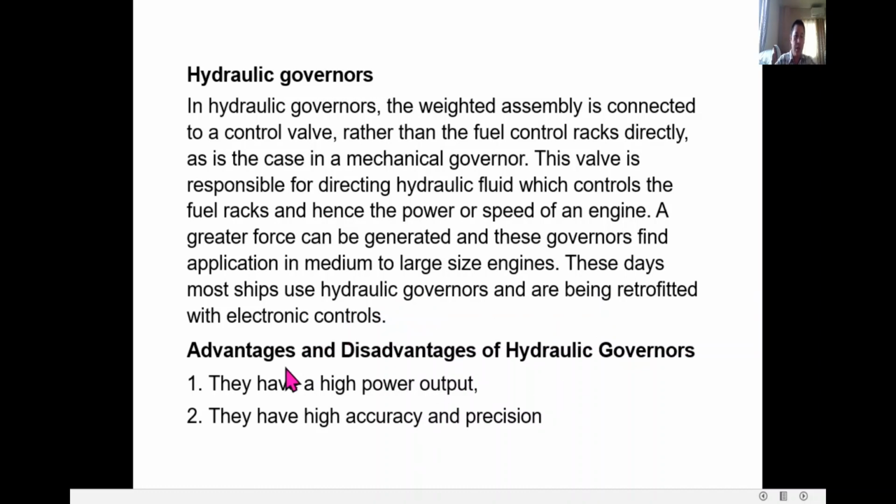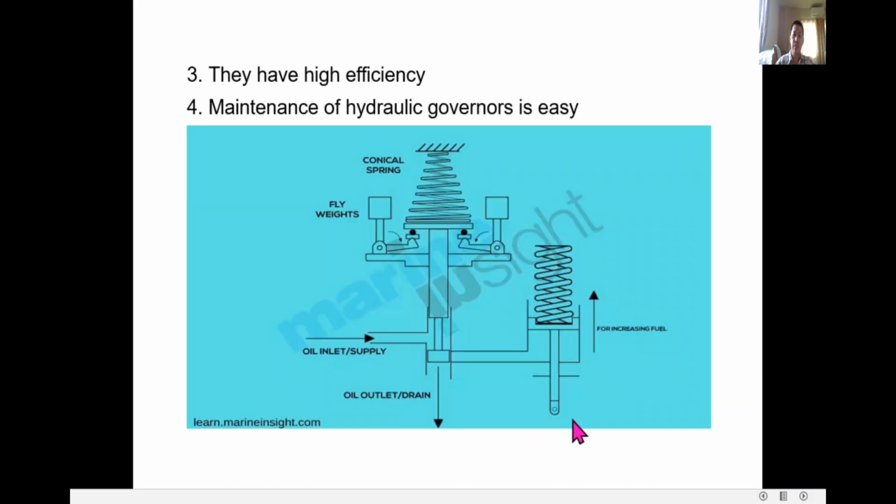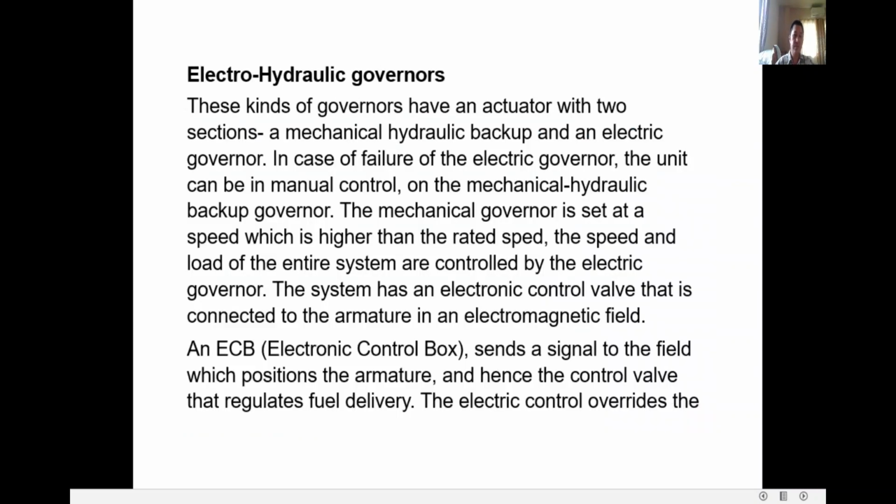So we have also the advantages of hydraulic governors. They have a high power output, high accuracy and precision, high efficiency, and maintenance of hydraulic governors is easy. So this is the oil inlet, oil outlet. This is the flyweight, the conical spring, and for increasing fuel, this one. So let's proceed.